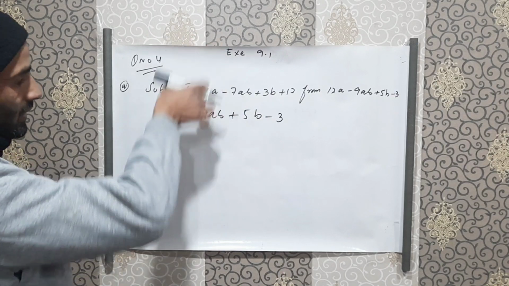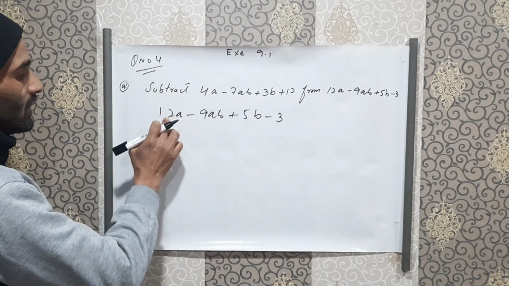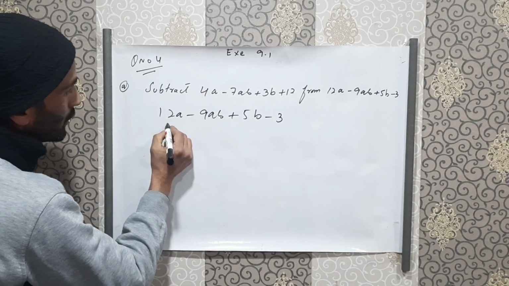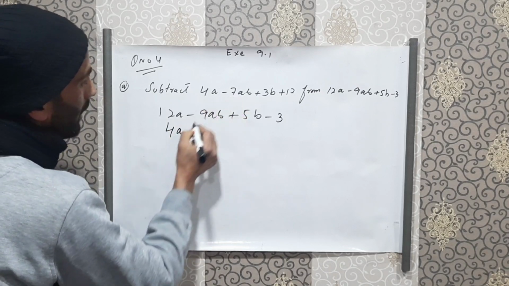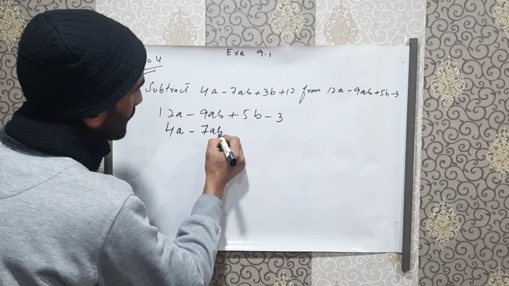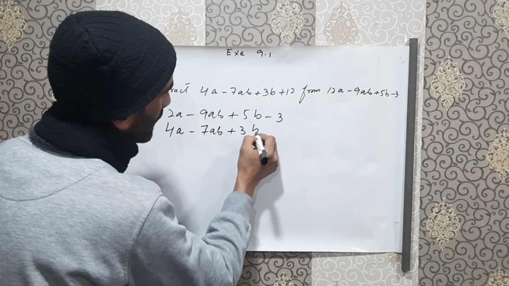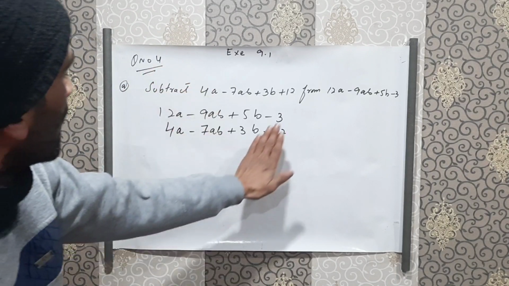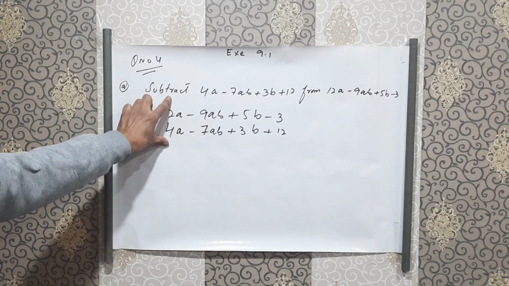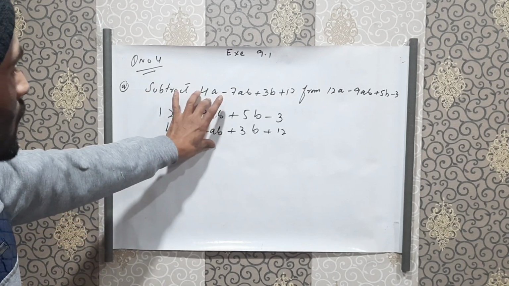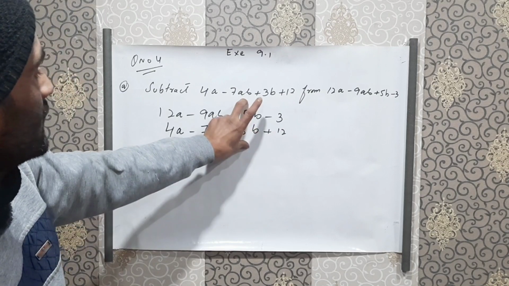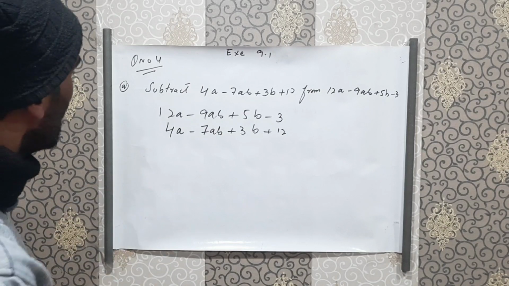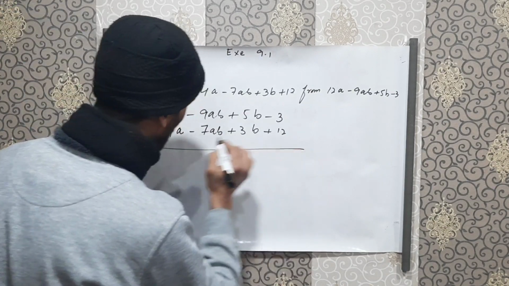This we are going to write with like terms in the same column. Here it is 12A, here it is 4A. We are going to write 4A below 12A, and now here minus 7AB, then plus 3B plus 12. Now you can see like terms are in the same column. Here is A, these two are like. Here is AB, here is AB, these two are like. Here is B, here is B, these two are like. These two are constants. They are all in the same column. And now what are we going to do? We are going to subtract.